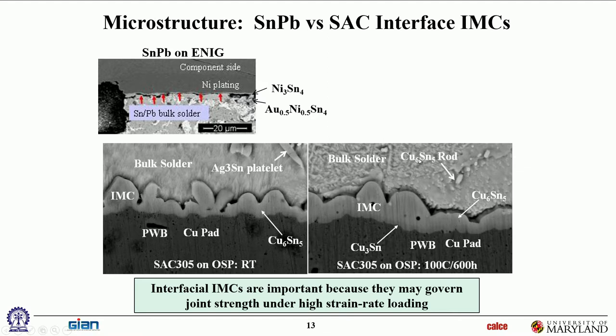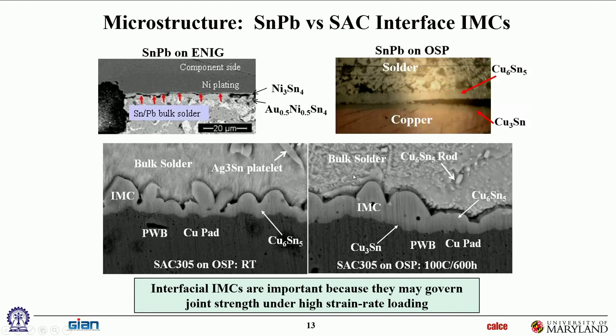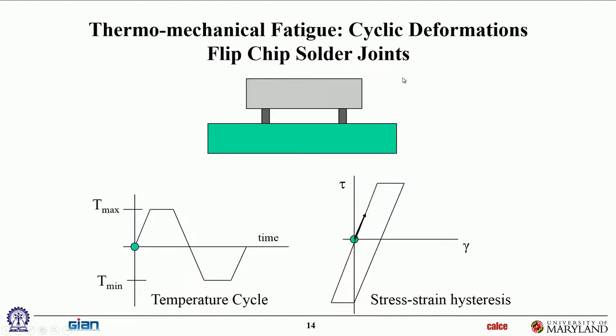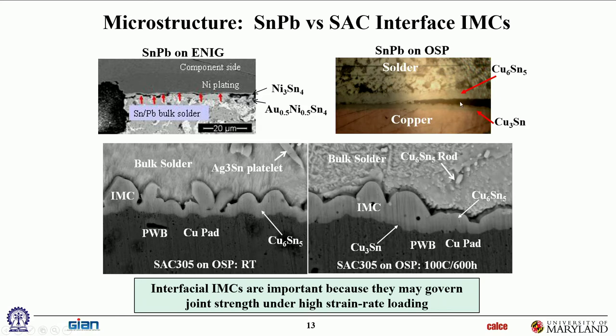When we do drop fatigue modeling, we tend to use models that are meant for the intermetallic. When we do thermal cycling fatigue of solder, we use models that are meant for bulk solder fatigue. The example I'll give you now is for bulk solder fatigue. And you can see here how sometimes the intermetallic layer just unzips. This isn't drop loading, by the way. Okay.